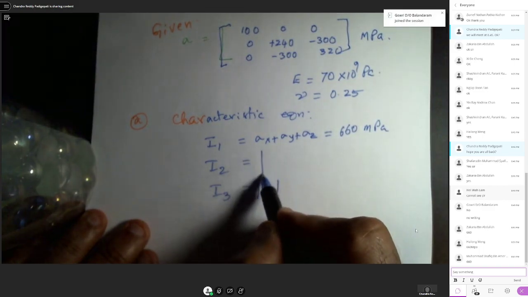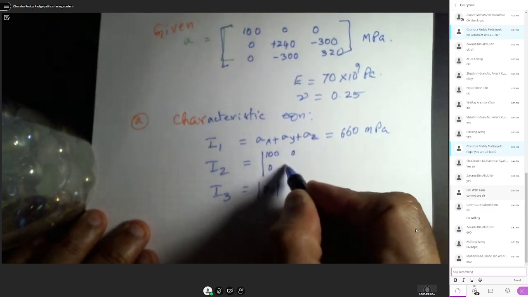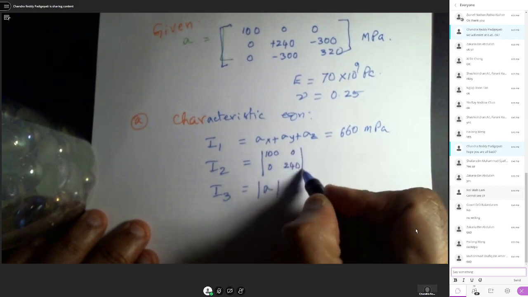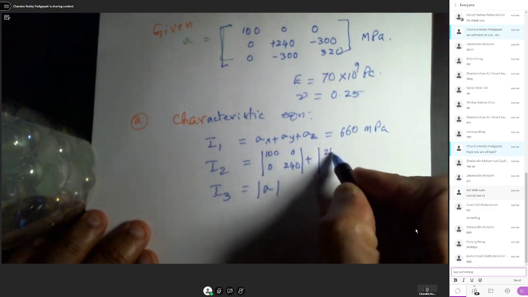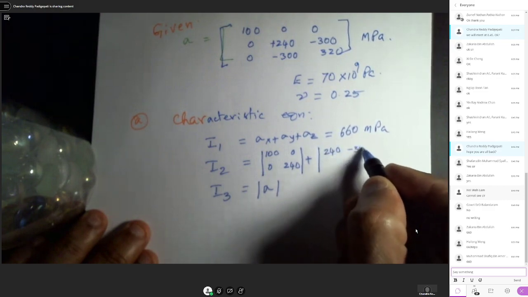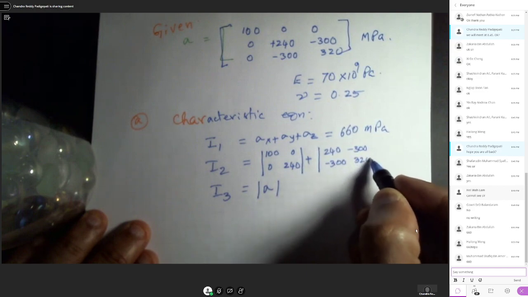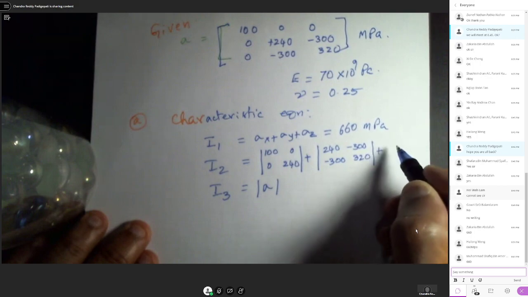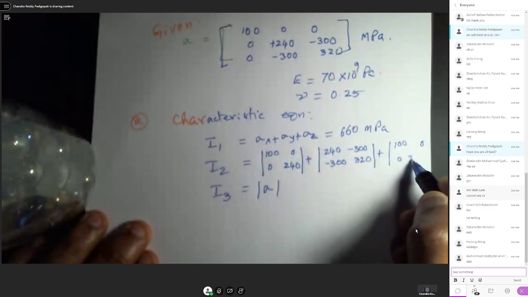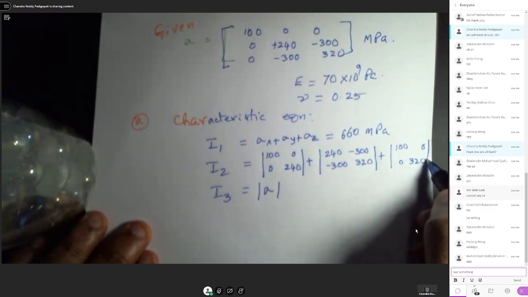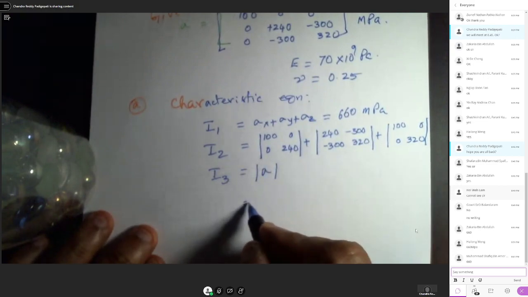Then calculate I2. So I2 is two determinants: 100, 0, 0, 240, plus 240, negative 300, negative 300, 320, plus 100, 0, 0, 320. Okay, so calculate I2 and let me know.